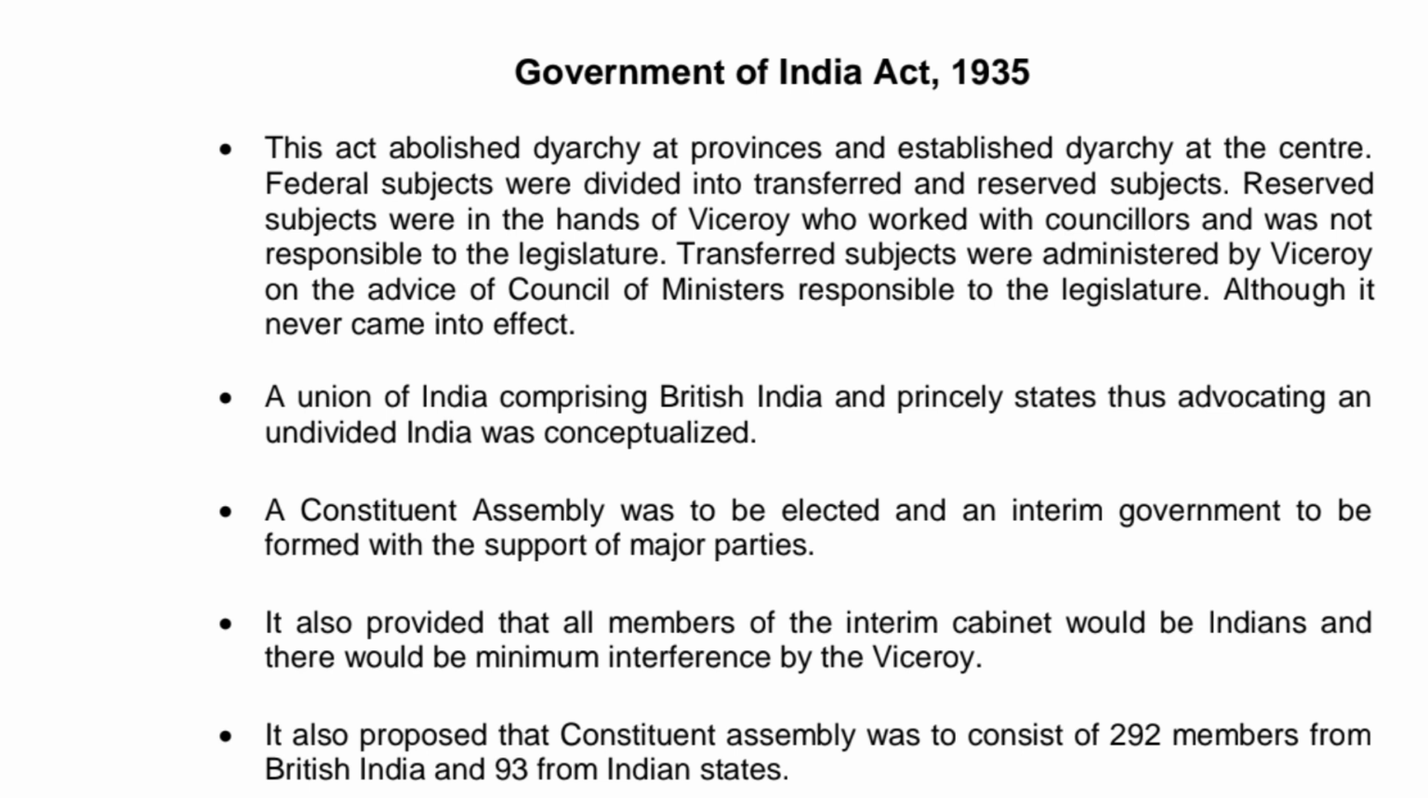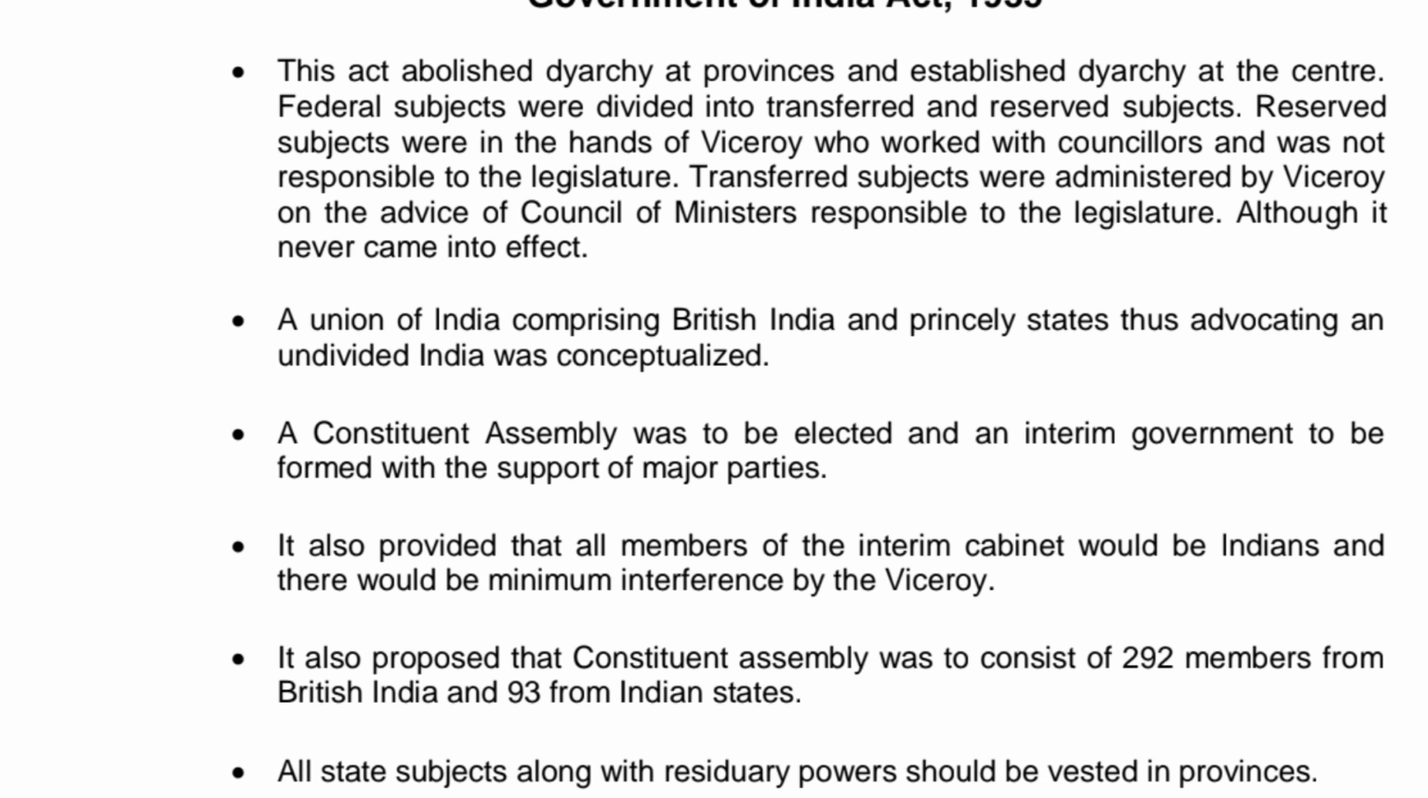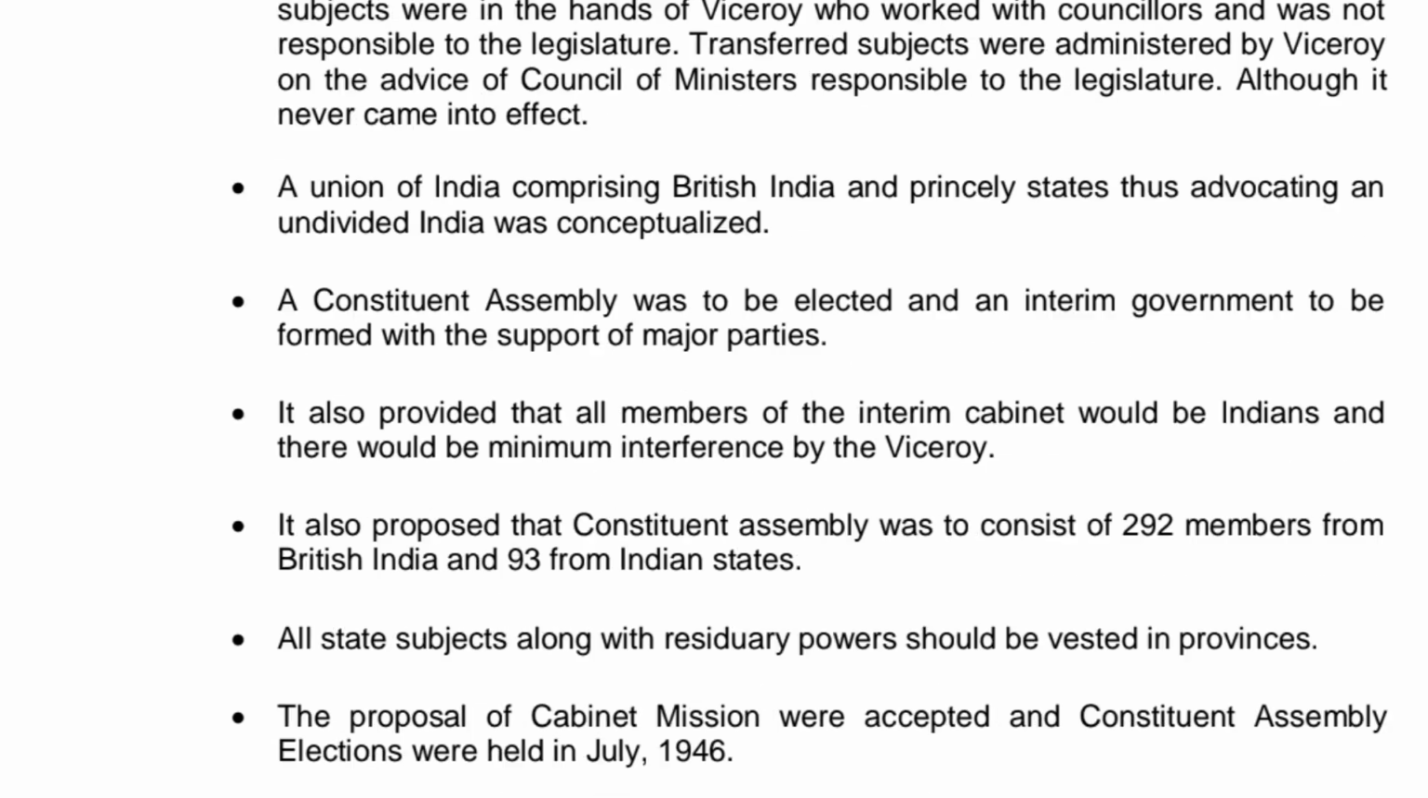So federation, so here federal subjects were divided into transferred and reserved subjects. So here reserved subjects were in the hand of viceroy, who worked with councillors and was not responsible for the legislature, right? So here transferred subjects were administered by viceroy on the advice of council of ministers responsible to the legislature, although it never came into effect.